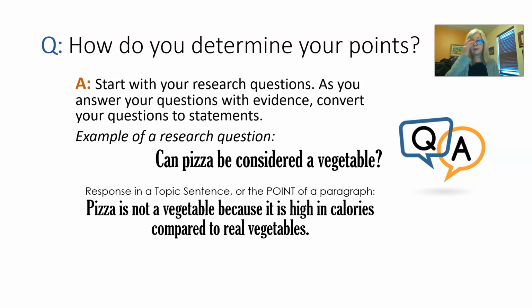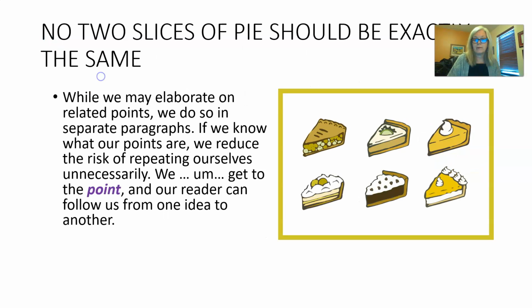How do you determine your points? You start with your research questions. As you answer your questions with evidence, convert your questions into statements. Question: can pizza be considered a vegetable? Answer: pizza is not a vegetable because it's high in calories compared to real vegetables. These are ways in which we can come up with our topic sentences or the points of our paragraphs.